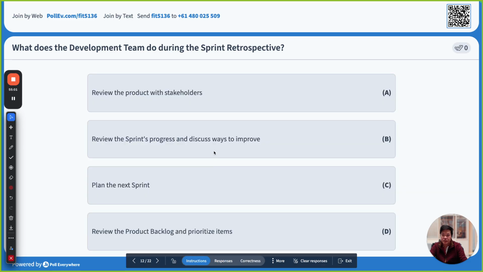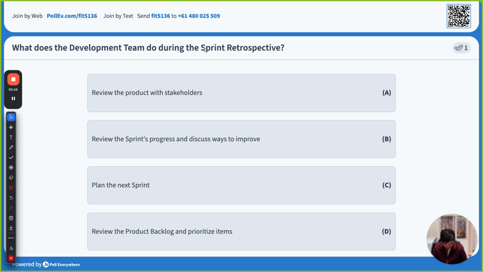Inspection. No, sorry, instruction. What does the development team do during the sprint retro? What do they do during the sprint retro?